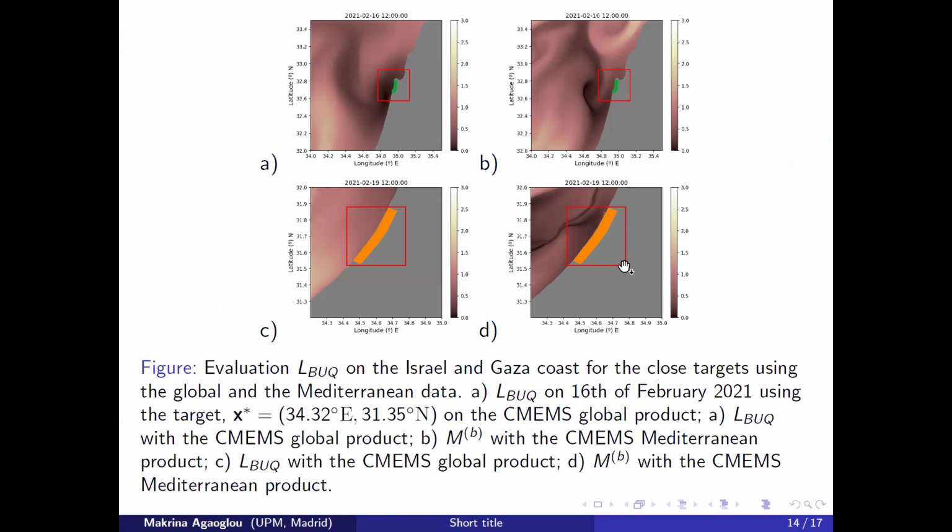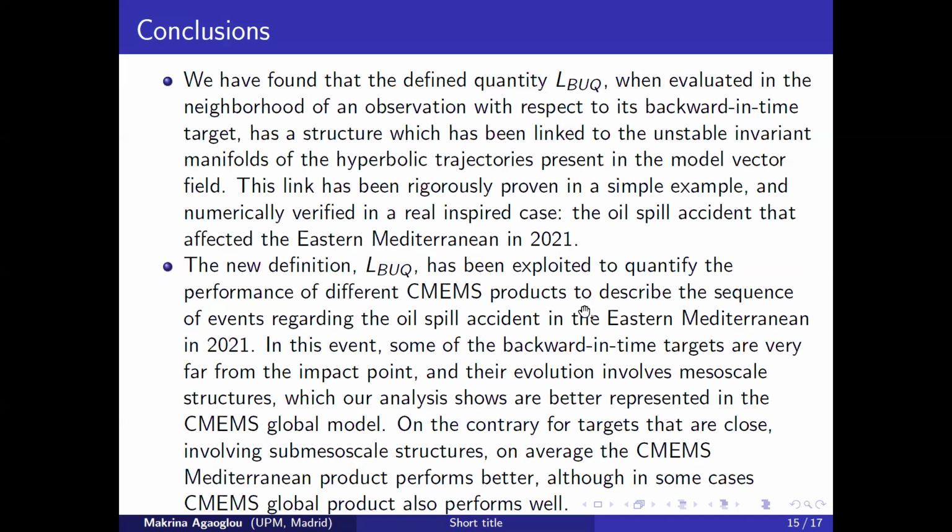And we can see, for example, that the Mediterranean data set is giving a smaller error, so it's performing very well in this case of the closer targets. Some of the basic conclusions are that the structures that we are getting from the Lagrangian character quantification method backwards in time are really linked to the unstable invariant manifolds of the hyperbolic trajectories that we are getting using the method of Lagrangian descriptors. And we saw that using a real event that happened in the Eastern Mediterranean in 2021.